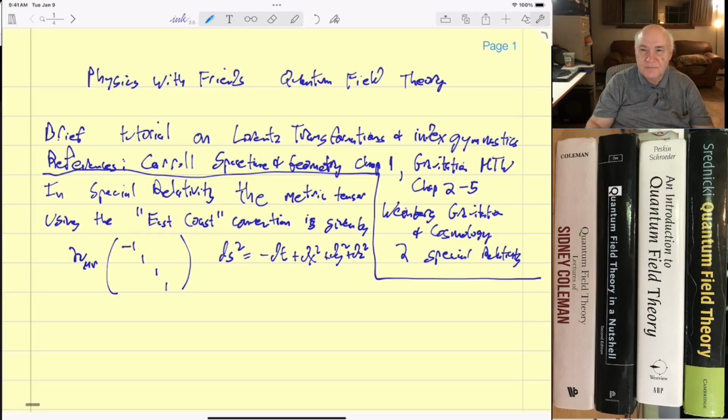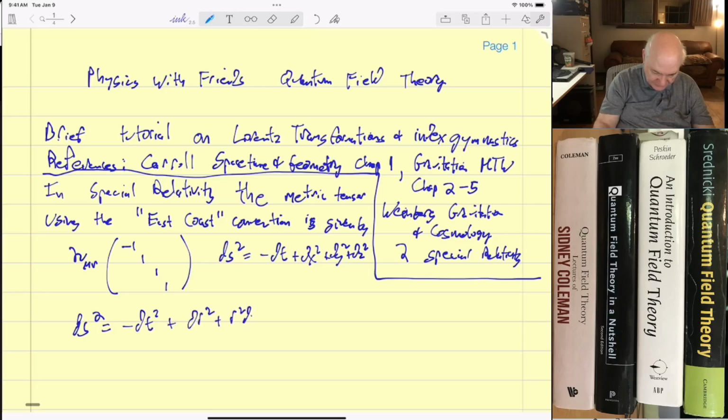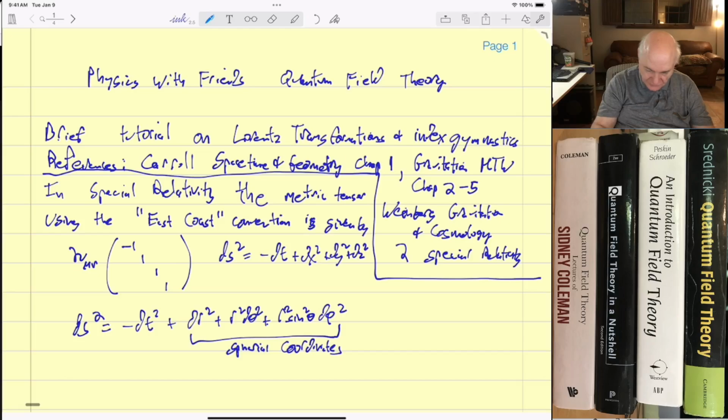Minkowski coordinates. You don't have to use Minkowski coordinates. You can also write ds squared equals minus dt squared plus dr squared plus r squared d theta squared plus r squared sine squared theta d phi squared. This is essentially spherical coordinates. But usually we use Minkowski coordinates because they're constant and unchanging.